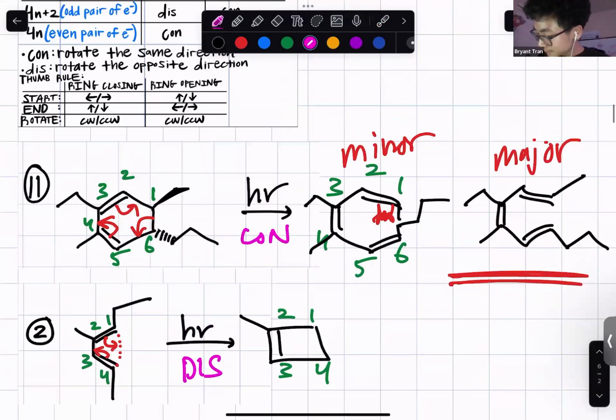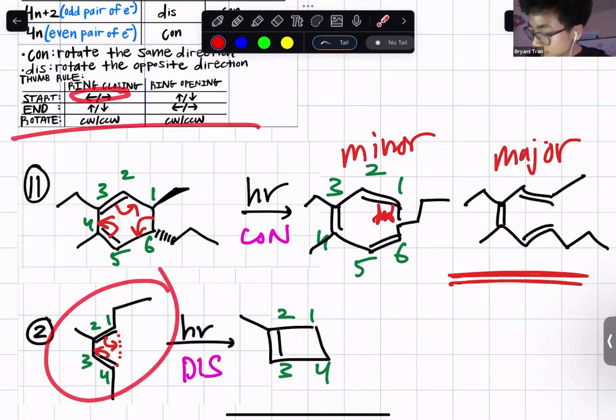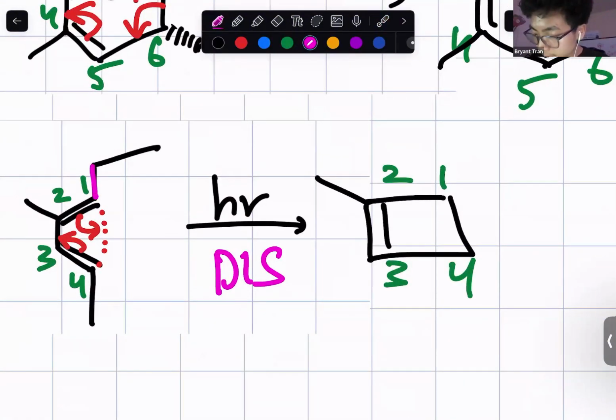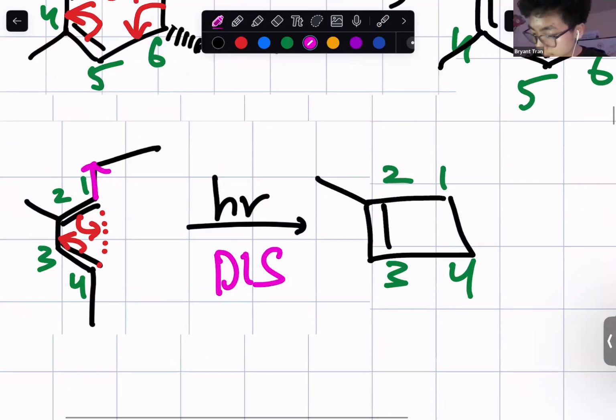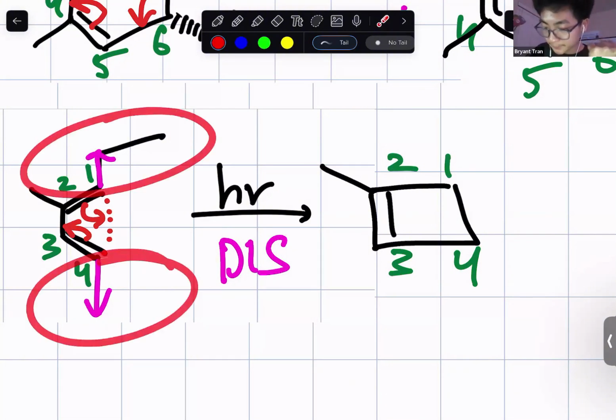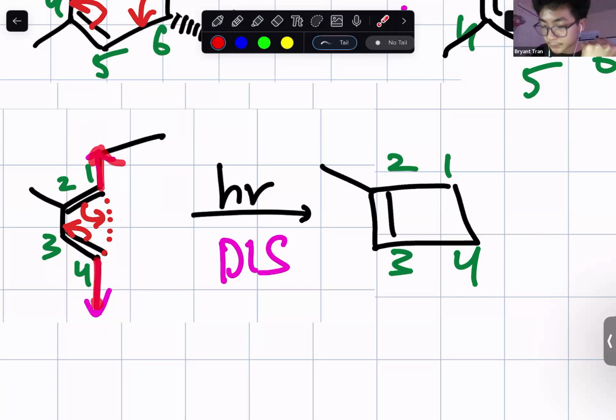Okay, so now to do this right here, I have to look at the direction difference between the groups on 1 and 4. Coming off of 1, that group is going up. Coming off of 4, this group is going down. So I know that they're going in opposite directions of each other, right? So now, because of that, I'm going to start my left thumb going left, my right thumb going right. This ethyl group is going up, this methyl group is going down. My left thumb is going to represent the ethyl group. My right thumb is going to represent the methyl group.